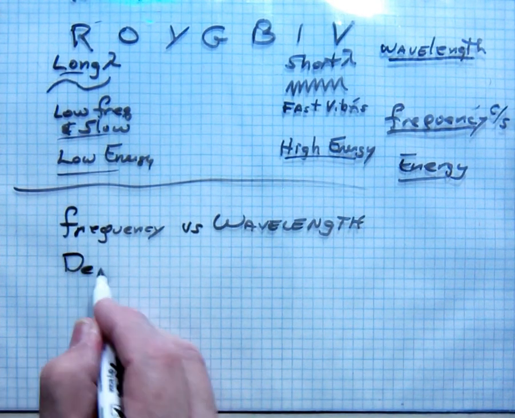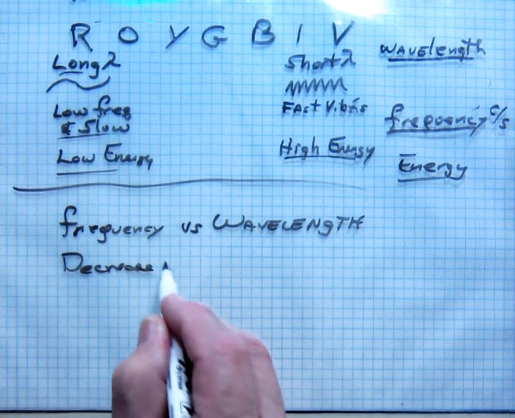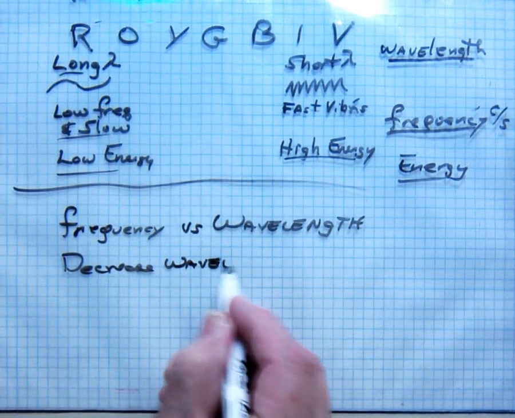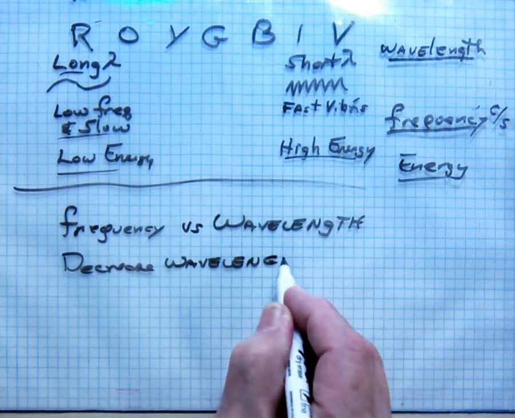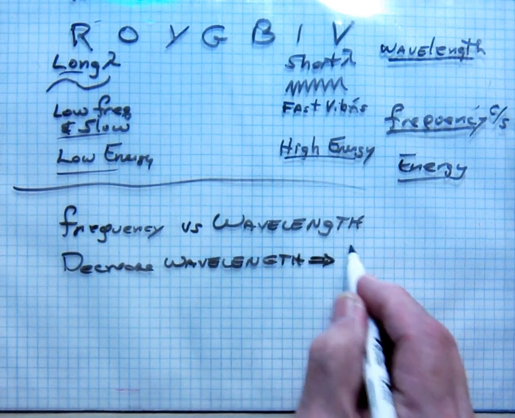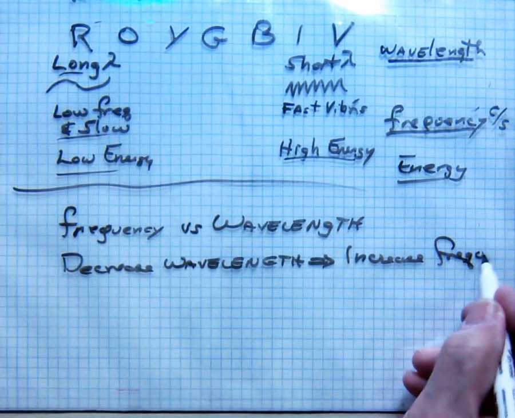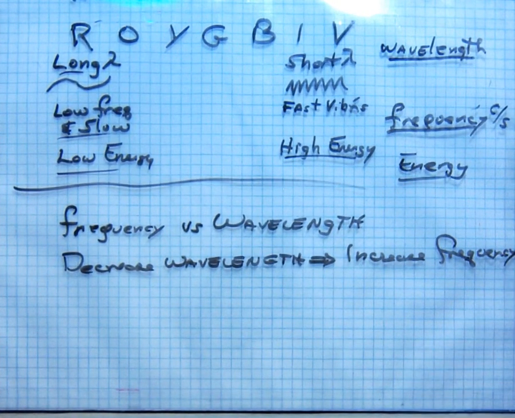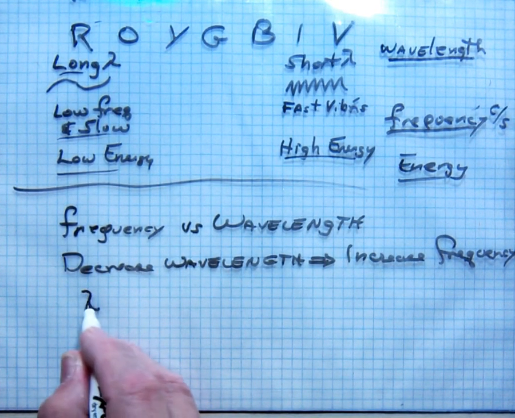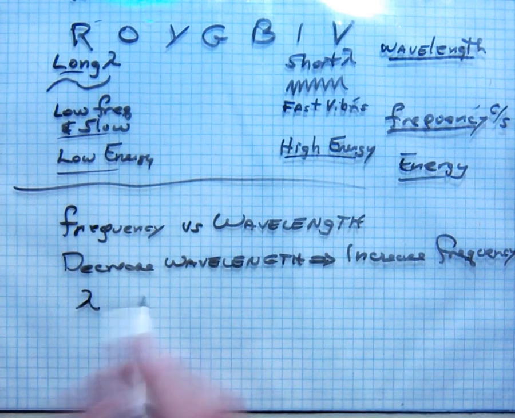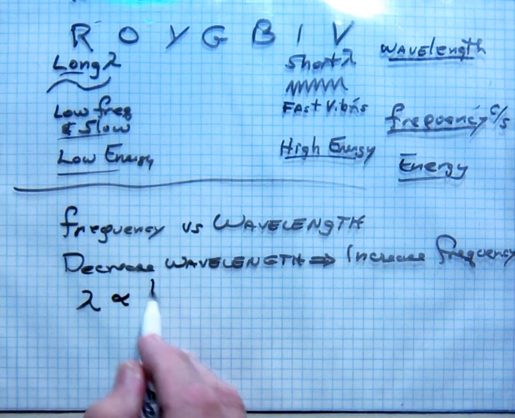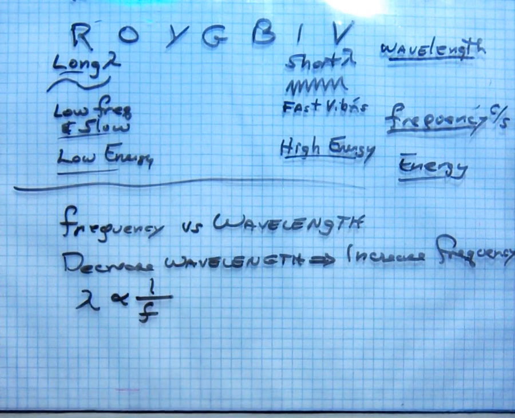Decrease wavelength, increase frequency. Everybody okay on that? How do we represent that in mathematical relationships as an inverse? So we have lambda, which is the symbol for our wavelength, is proportional to 1 over frequency.